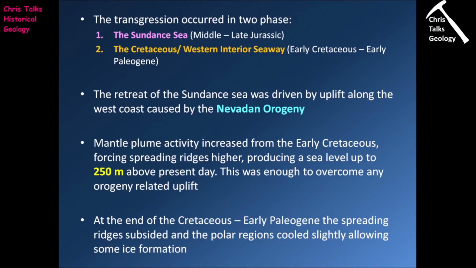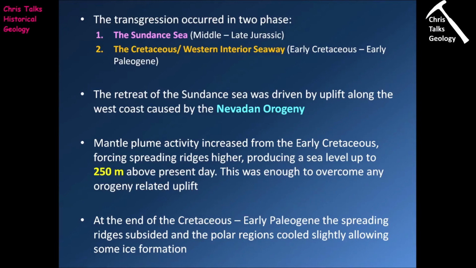Now, as we move into the early Cretaceous, we have the second stage of the transgressive event, which produces the Cretaceous Interior Seaway, also sometimes called the Western Interior Seaway. And this forms between the early Cretaceous and the early Paleogene. Now, this transgressive event is driven by the change in height of the spreading ridges. And as we've already discussed, this is due to the trapping of large amounts of magma underneath these spreading ridges. And they actually push the spreading ridges up so far that we think it might have led to an increase in sea level of about 250 meters. So that's a very substantial increase in sea level.